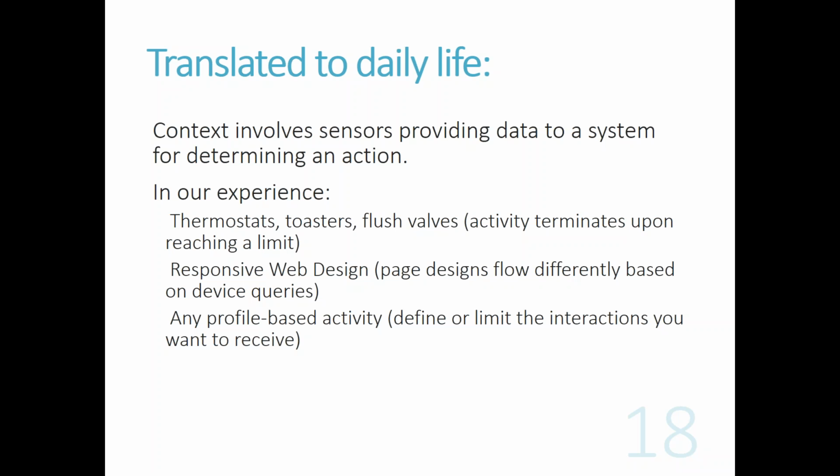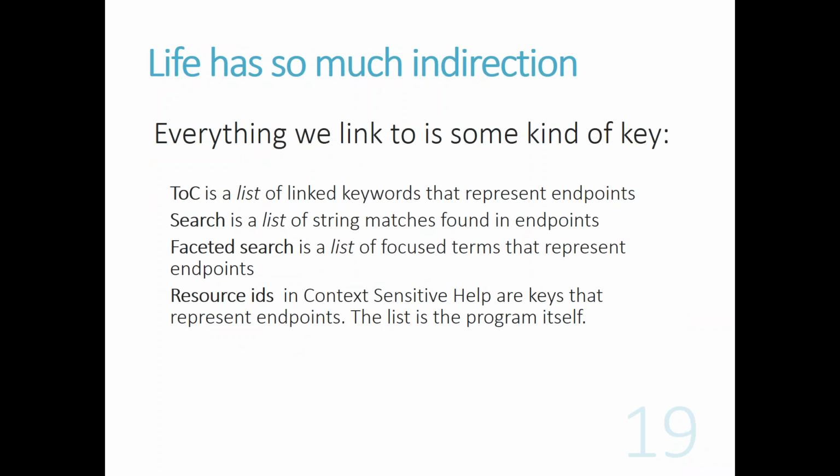So in life, it turns out that everything we do is based on some level of indirection, and everything that we link to is based on some kind of a key. When you're navigating through a table of contents on a website, you're actually navigating through a list of linked keywords, and each of those links is an independent. You might say that the endpoint of the URL is pointing to an endpoint that you want to get to. Everything else in the URL is simply part of the URL that helps the browser get you to that endpoint.